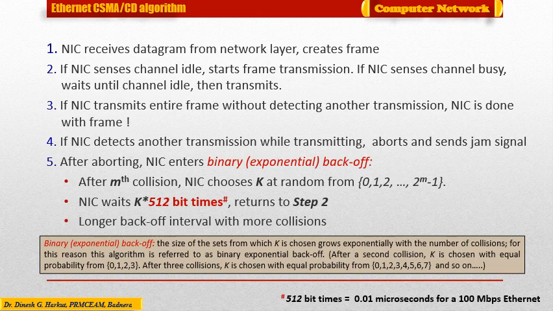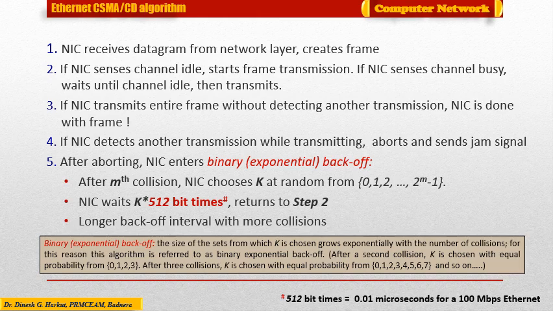Likewise, the number of elements in the set goes on increasing with the number of collisions. Thus, the more collisions experienced by the frame, the larger the interval from which k is chosen. For Ethernet, the actual amount of time the node waits is given by k times 512 bit times, where 512 bit time is equal to 0.01 microsecond for a 100 Mbps Ethernet. The maximum value that m can take is capped at 10.